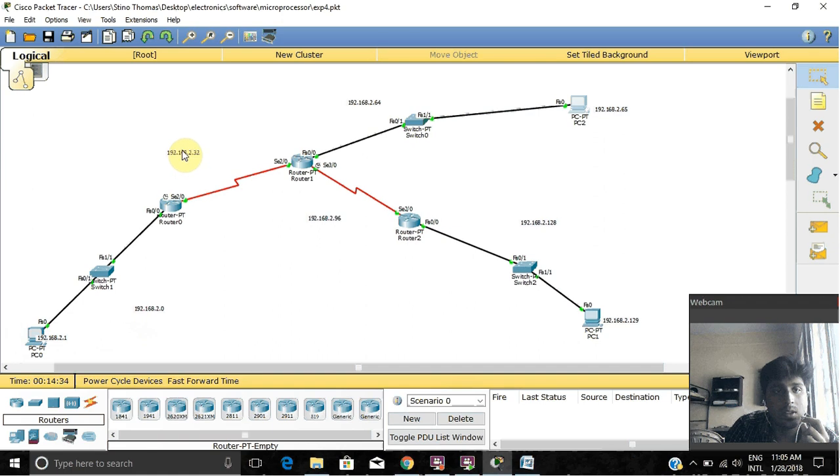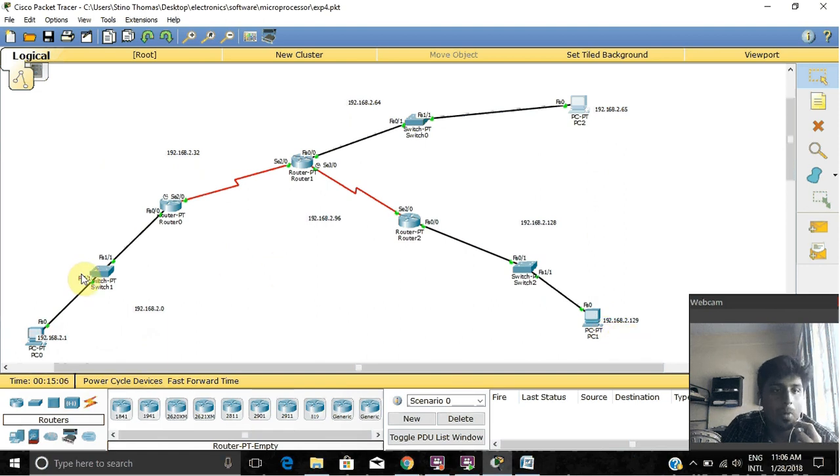I would say this is my first network, 192.168.2.0, and this is 192.168.2.32. This is 64 and dot 96 and 128. These are my subnetworks, and so altogether there are 1, 2, 3, 4, and 5 networks connected through 3 routers. And I want to pass a packet from this end system, that is 2.1, to 2.65 and 2.129.